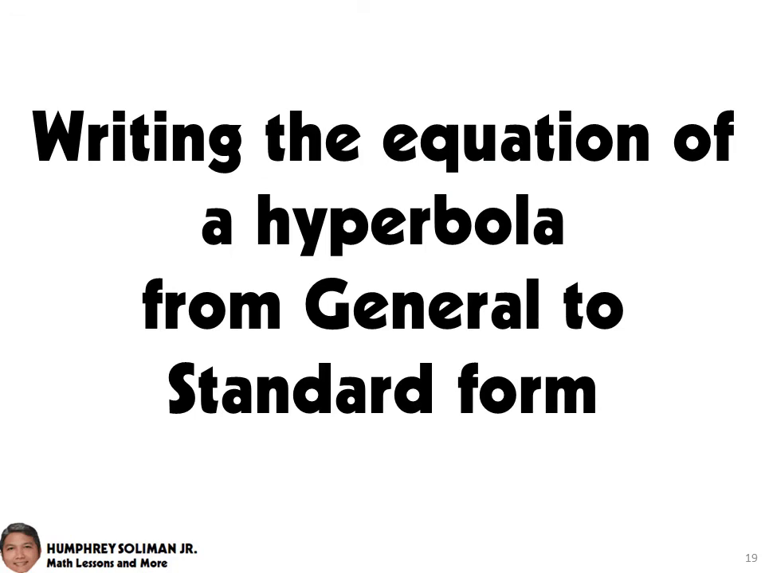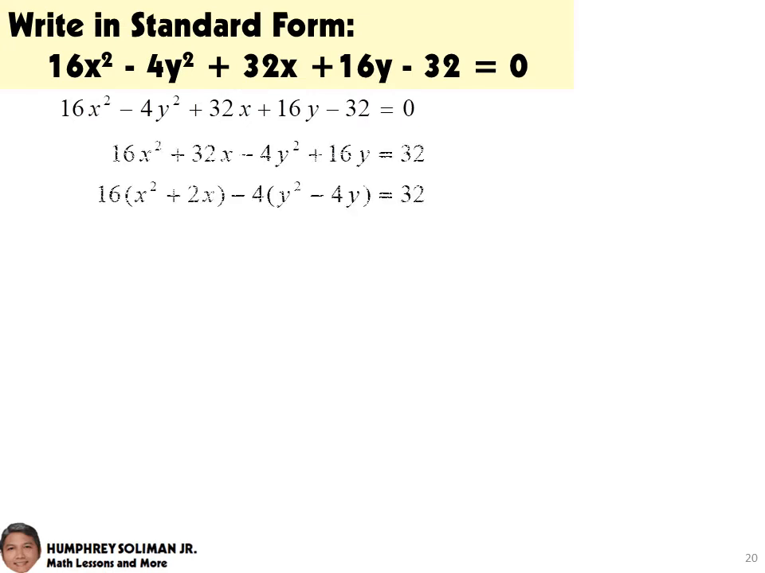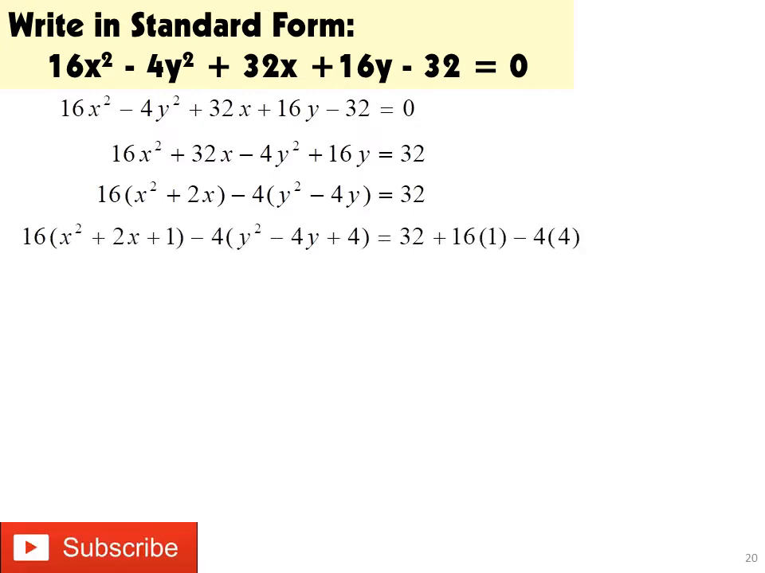Next is writing the equation of the hyperbola from general to standard form. We have an example: 16x squared, minus 4y squared, plus 32x plus 16y, minus 32 equals 0. Here, we first transpose the -32 to the right-hand side of the equation. Then we group the terms with x and y together, and factor out the 16 from the terms with x, and factor out the -4 from the terms with y.